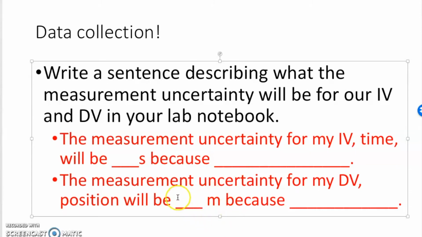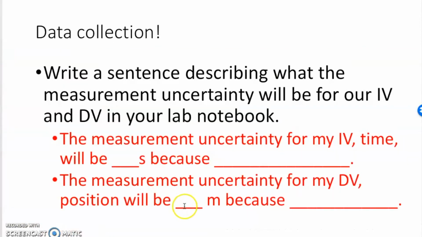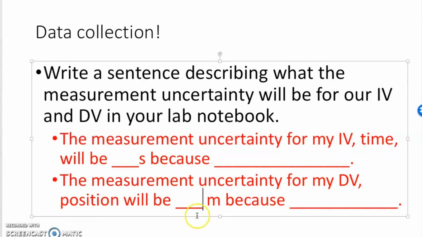But you want to make sure to think about, does that make sense for this lab? I might argue actually that it doesn't, and I think you should reflect a little bit based on this measurement procedure involving the dropping of socks or other similar objects. What is going to make sense for the measurement uncertainty for position? Because this is actually a pretty difficult lab to measure. So you make sure that you have a justification for why you are deciding whatever number you put in here for your measurement uncertainty.